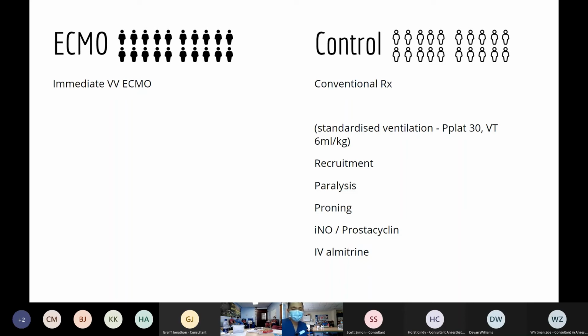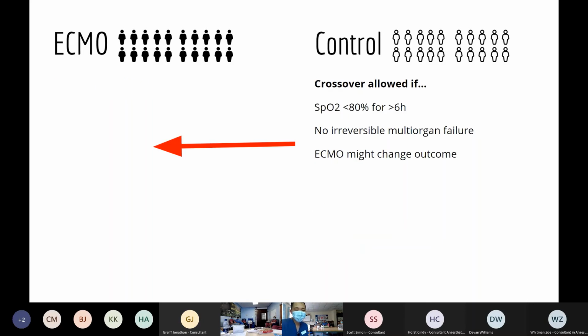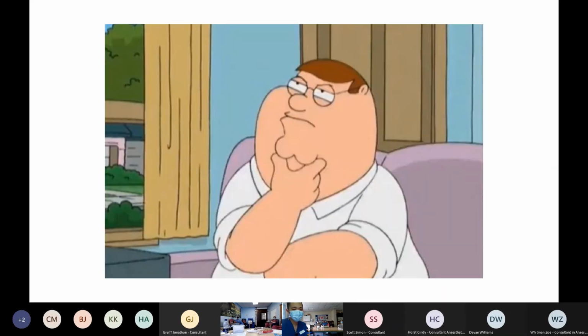All patients in the control arm are encouraged to be paralyzed, prone, and inhaled pulmonary vasodilators are offered to most of them. Now, if you are in the control arm, you are allowed to cross over to the ECMO group if you desaturate to less than 80 for more than 6 hours, and the clinician feels that there is no irreversible multi-organ failure and ECMO might change outcome. So what do you think the results showed?